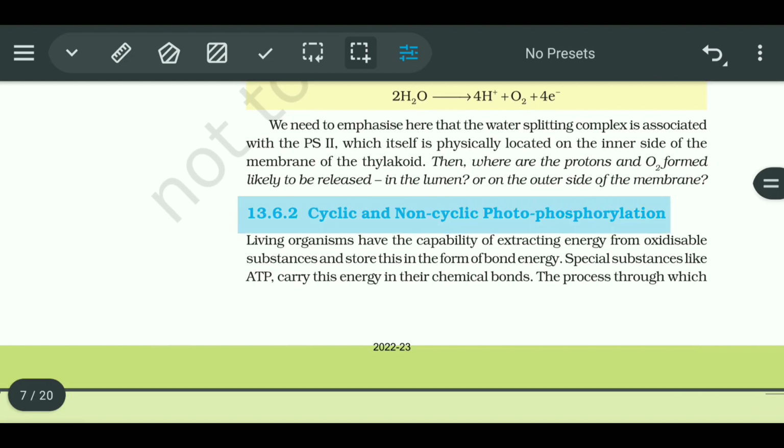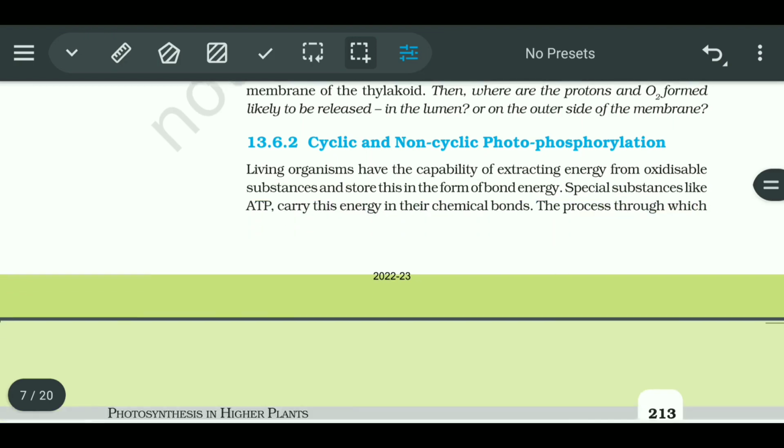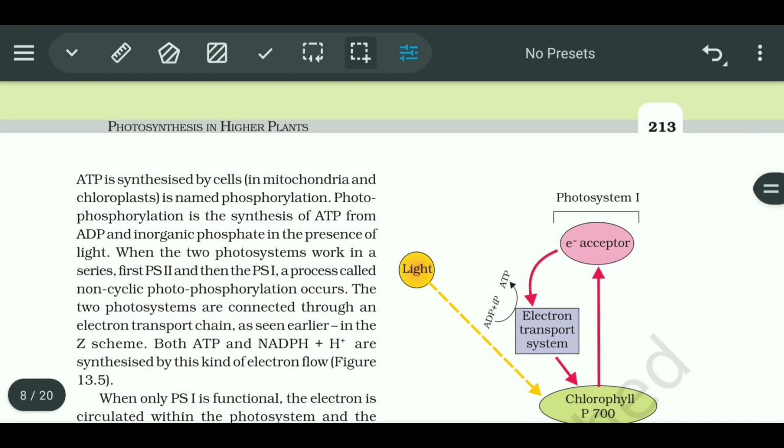13.6.2 Cyclic and non-cyclic photophosphorylation. Living organisms have the capability of extracting energy from oxidizable substances and storing this in the form of bond energy. Special substances like ATP carry this energy in their chemical bond. The process through which ATP is synthesized by cells in mitochondria and chloroplast is named phosphorylation. Photophosphorylation is the synthesis of ATP from ADP and inorganic phosphate in the presence of light.